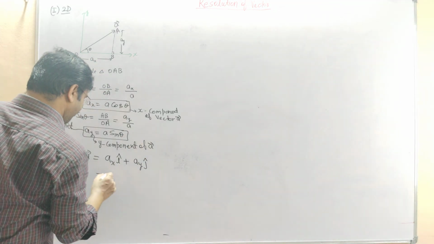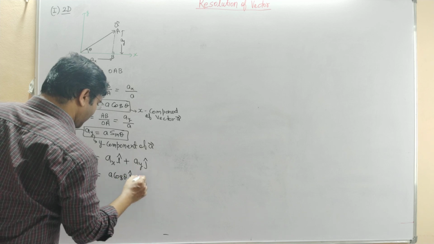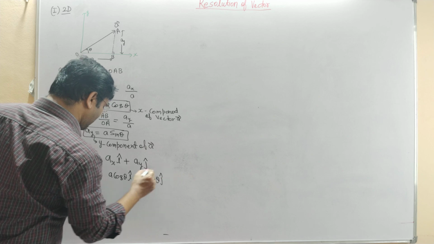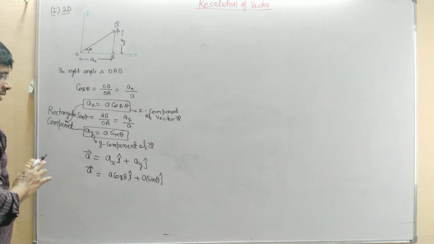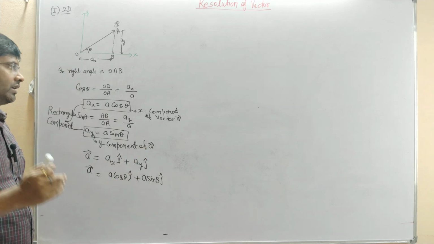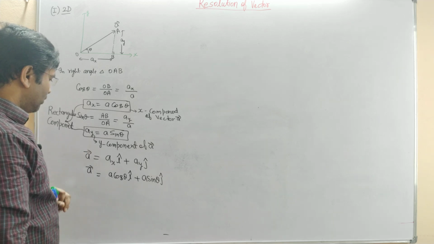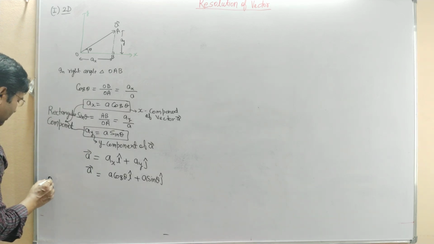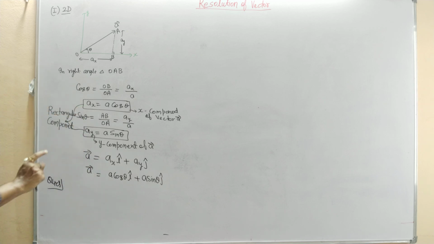This Ax is A cos theta i cap, Ay is A sin theta j cap. So we can also write in this form or in this form. Here Ax and Ay are components of vector A along x and y axis. Clear? So this is how a vector will be resolved in 2D axis. So I will give you one question based on it. This Ax and Ay is known as rectangular component.